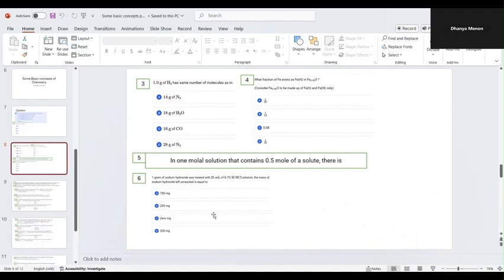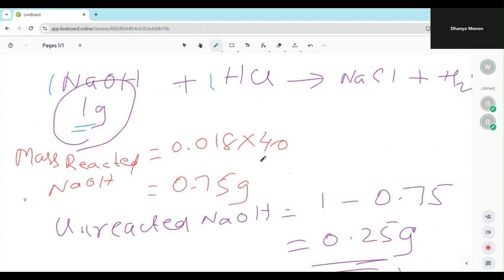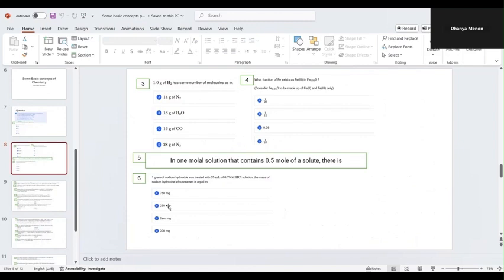So we finished. Here they have given the options in mg, right? So we got the answer in grams. We just have to multiply with 1000. When we multiply with 1000, we get 250 mg. So our answer in this case is B, right? Our answer is B.